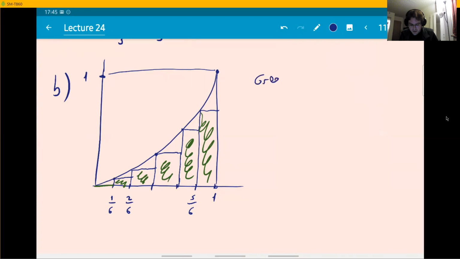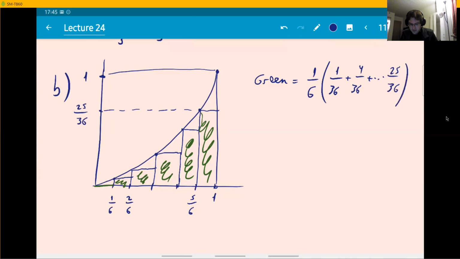What is this green area? Every single one has a base of 1 over 6. And then you have the height of 1 over 36, 4 over 36. The last one has a height of 25 over 36. Whatever this number is, it's going to be smaller than the actual area, which is the integral of x squared.